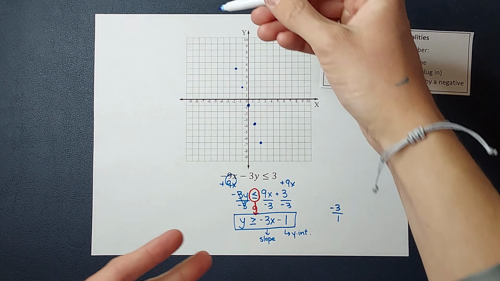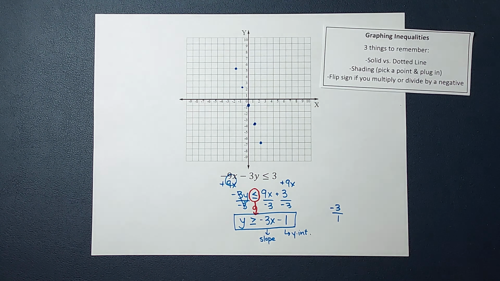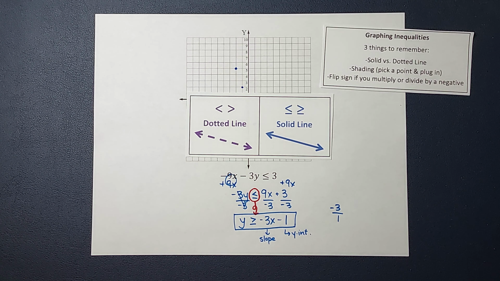I need to decide if this is going to be a solid line or a dotted line. How do I know? If we have less than or greater than, it's going to be a dotted line. In an inequality, when it's less than or greater than, my line acts as a boundary, but I don't actually have answers along that line. When it's less than or equal to or greater than or equal to, it is a solid line, because the answers can lie along the line as well.